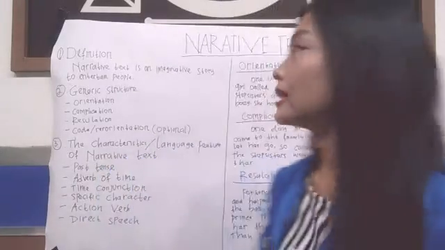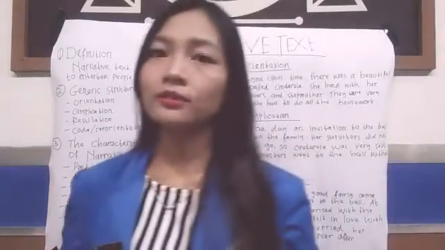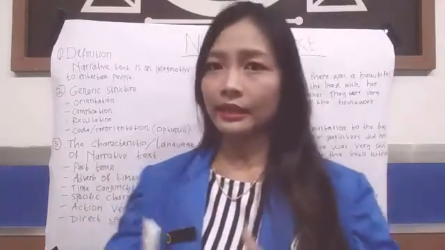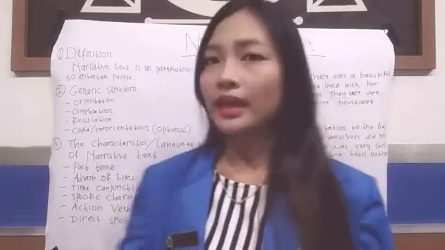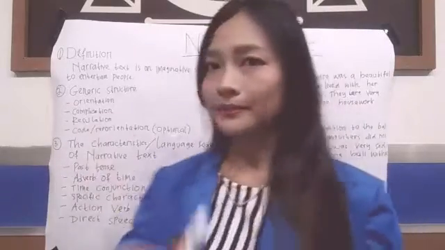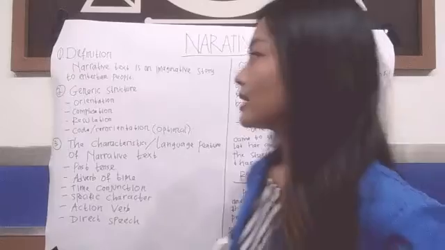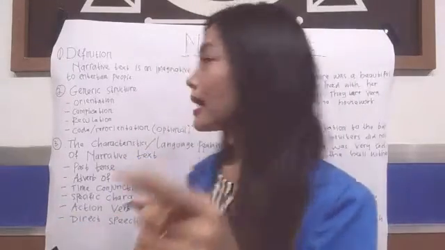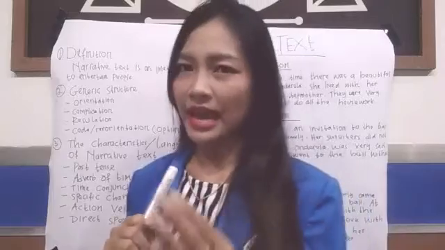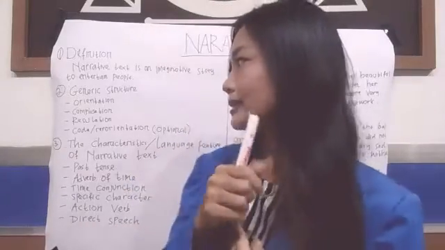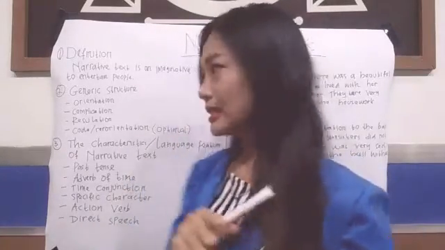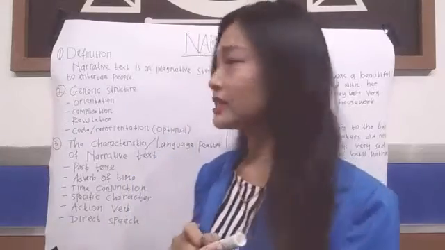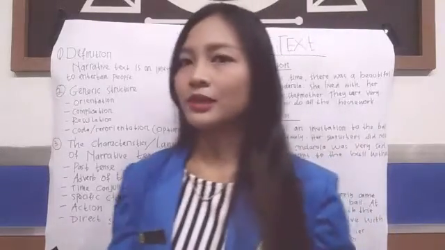Okay, next. The definition of narrative text is an imaginative story to entertain people. Okay, next, generic structure. Do you know what generic structure is? Generic structure has four parts: orientation, complication, resolution, and coda or reorientation, which is optional.